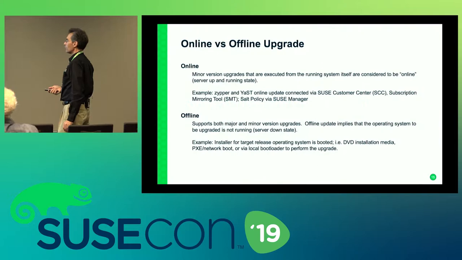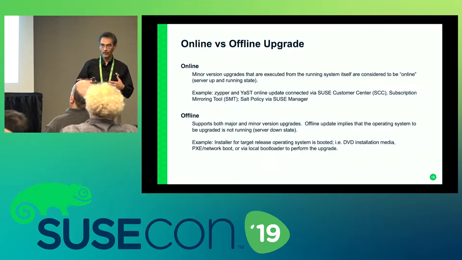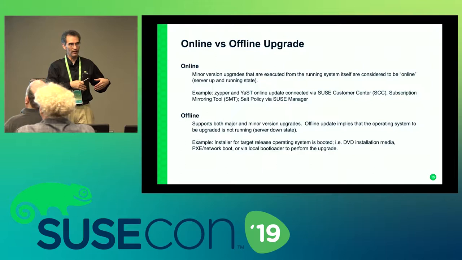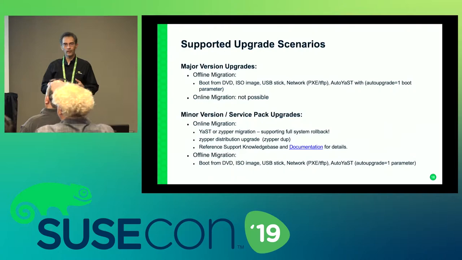One thing that I want to point out real quick is in our documentation and throughout here, you're going to see this term of online and offline. Online is referring to the state of the OS, the server being up, versus offline, the server being in a down state, like you're going to boot from a DVD or something like that. These two ideas determine what upgrade processes and paths are available to you.